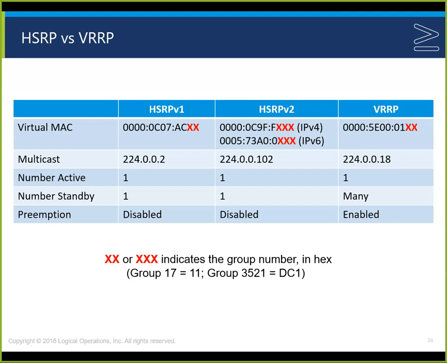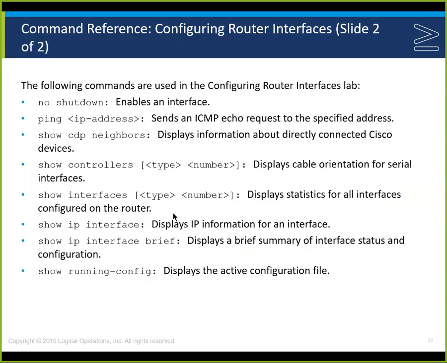The number of active routers is 1 for each of them. The number of standby routers, 1 for the HSRPs and many for the VRRP. Preemption is disabled by default on HSRP and enabled by default on VRRP. Again, two protocols configured a little bit differently, but they are designed to do the same thing. One's Cisco proprietary, the other is a standard.